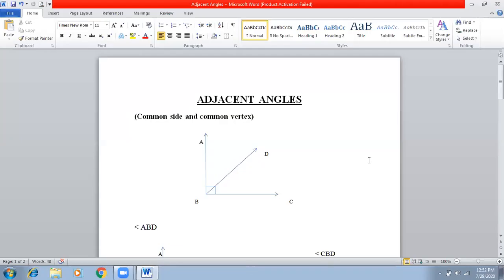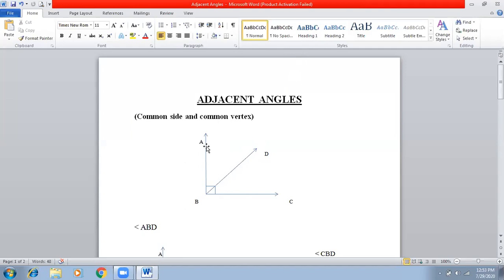What are adjacent angles? Adjacent angles are those which have a common side and a common vertex. In this figure, we can see there is an angle ABC, and it is a right angle. But if we draw one more line in the center, this ray divides the right angle into two angles.